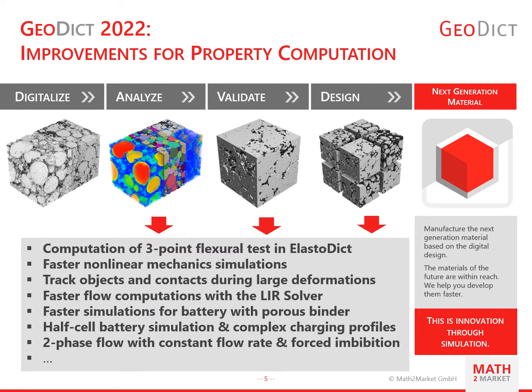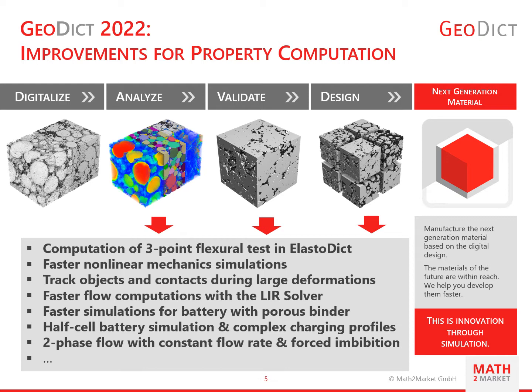This year we look at first at the highlights regarding the property simulation, which are used in the analyze, the validate and the design steps. It is possible now to simulate 3-point flexural or bending tests in ElastoDict. The nonlinear mechanics simulations are much faster. With the new version, it is possible to track objects and contacts during large deformations.